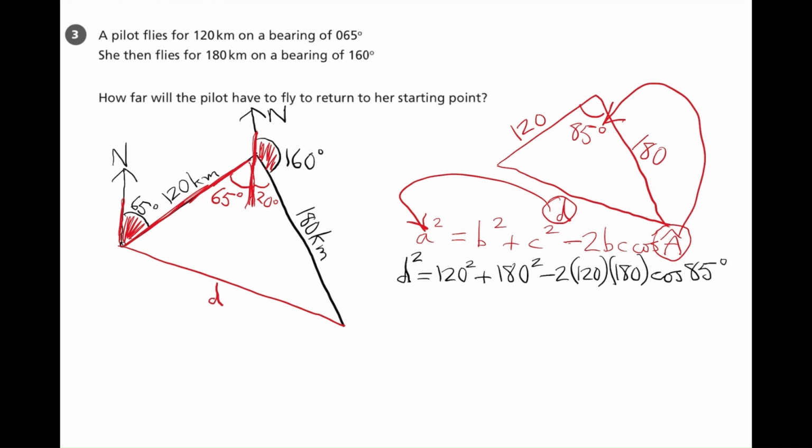We then use the calculator to work out this value, and we'll get 43,034.9, and then we must remember to square root at the end. So the value of D, the required answer, is 207 kilometers.